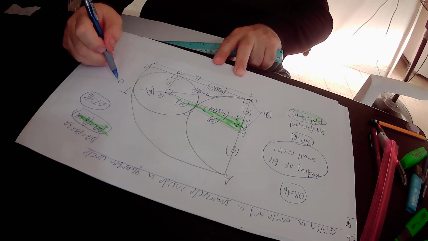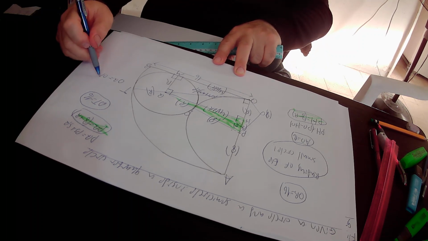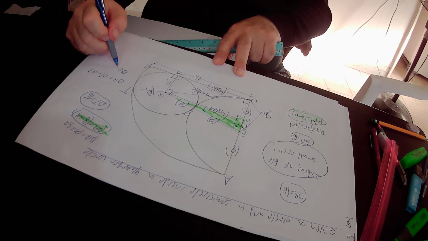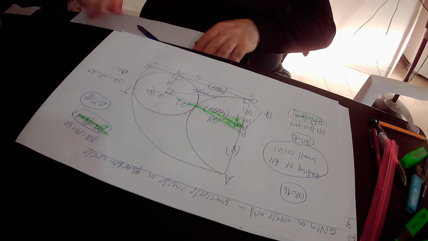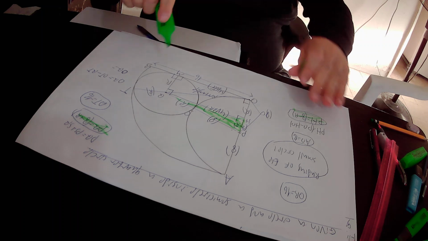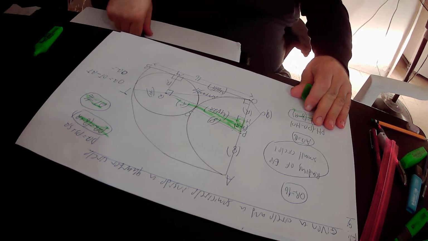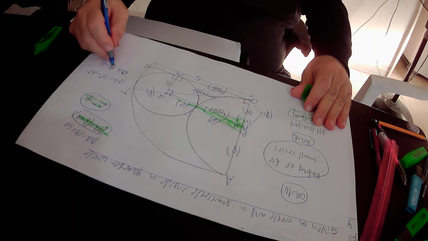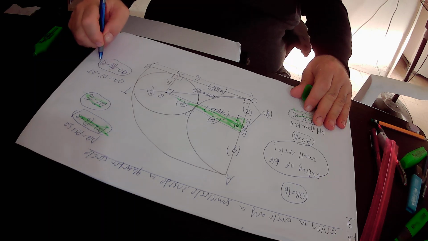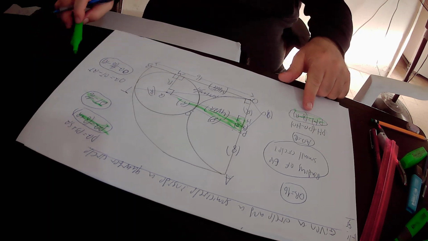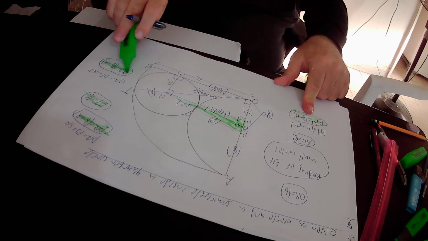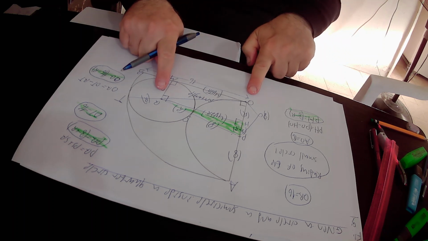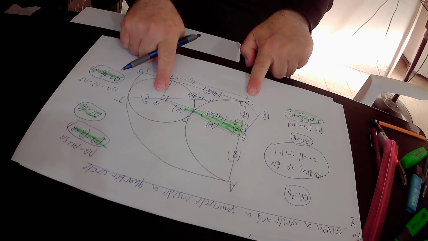OQ equals OT minus QT. So OQ equals OT, that is 16. It is the radius of the quarter circle, that is equal to 16 units in its length, minus QT, that is R. So in total, we found out that the length of line segment OQ is 16 minus R.